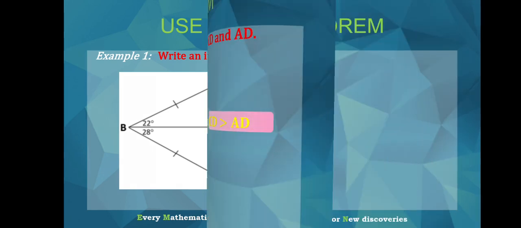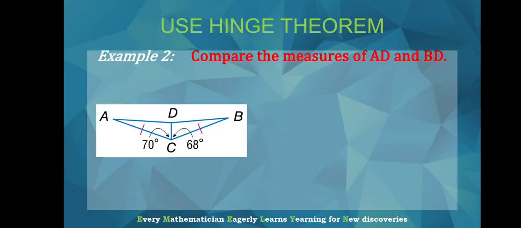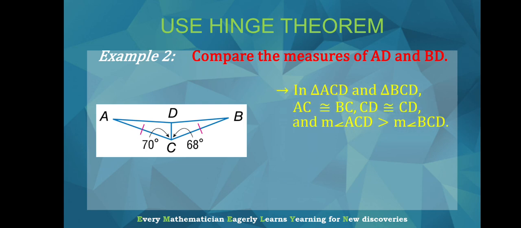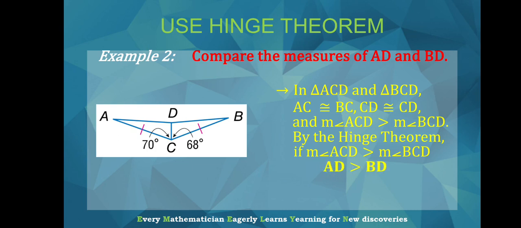Second example, compare the measures of AD and BD. In triangle ACD and triangle BCD, AC is congruent to BC, CD is congruent to CD, and measure of angle ACD is greater than measure of angle BCD. By the Hinge theorem, if measure of angle ACD is greater than measure of angle BCD, then side AD is greater than side BD.